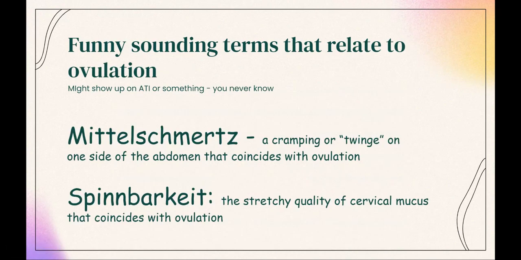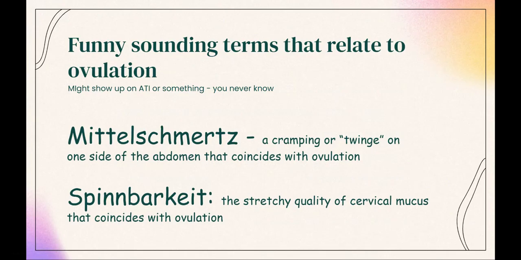Okay, some terms that relate to ovulation. I do not test on these terms, some teachers do, but they are helpful in explaining fertility and the signs of ovulation to other people. Mittelschmerz is a crampy, twingy feeling on one side of the abdomen. It coincides with ovulation. This can be especially pronounced if women are taking fertility medication.